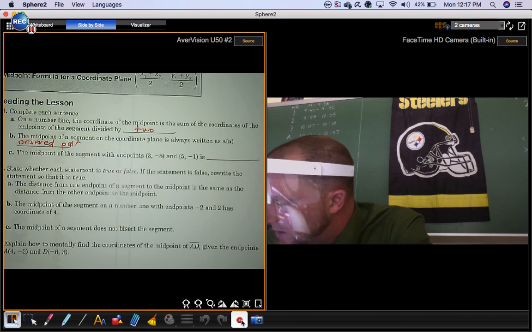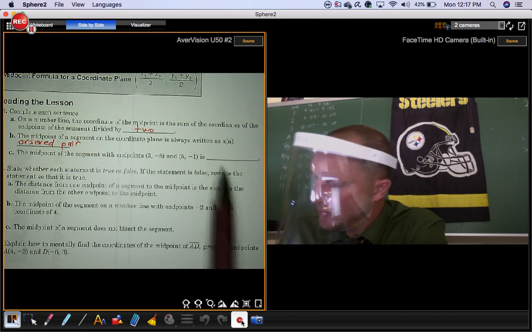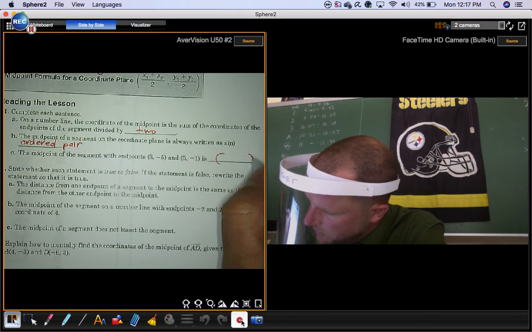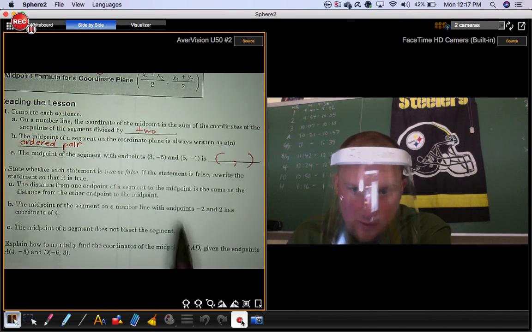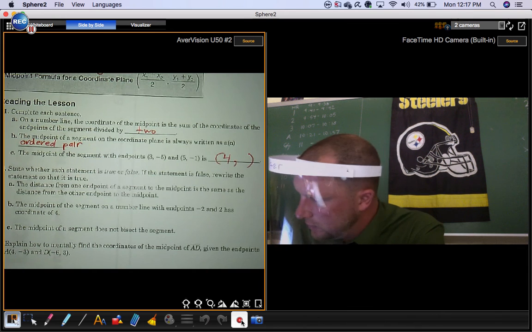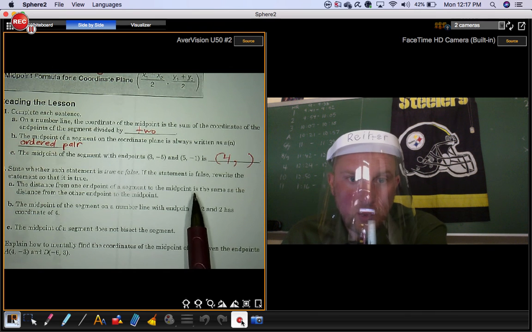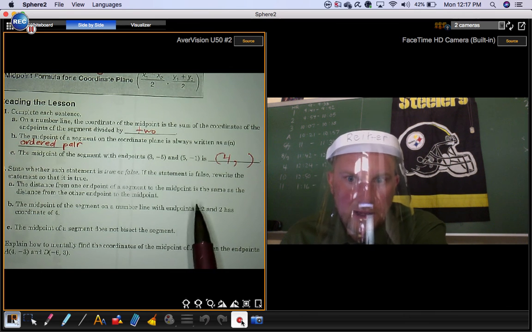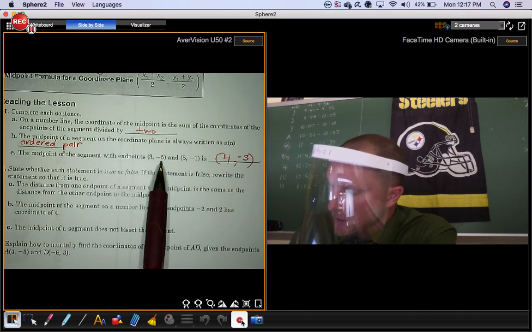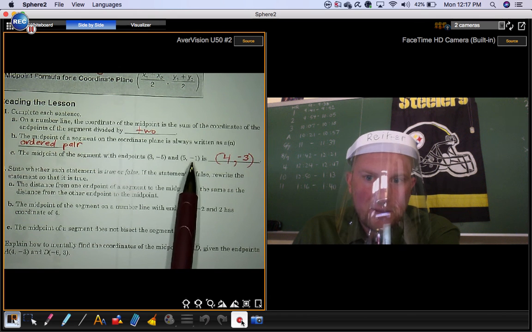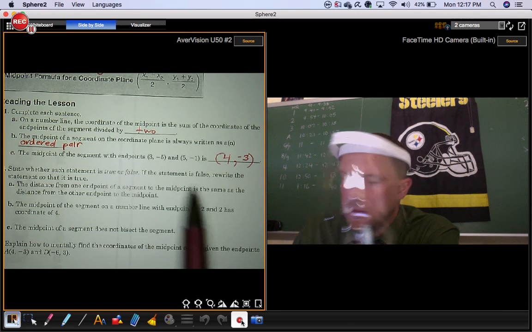The midpoint of the segment with endpoints 3, -5 and 5, -1 is, we need to average a 3 and a 5. What comes directly in between 3 and 5? 4 does. We need to average -5 and -1. What comes directly in between -5 and -1? -3. Sometimes they're really easy to do in your head like that. Sometimes you can just find the number that's directly in between the two that are given. Other times you have to use math.